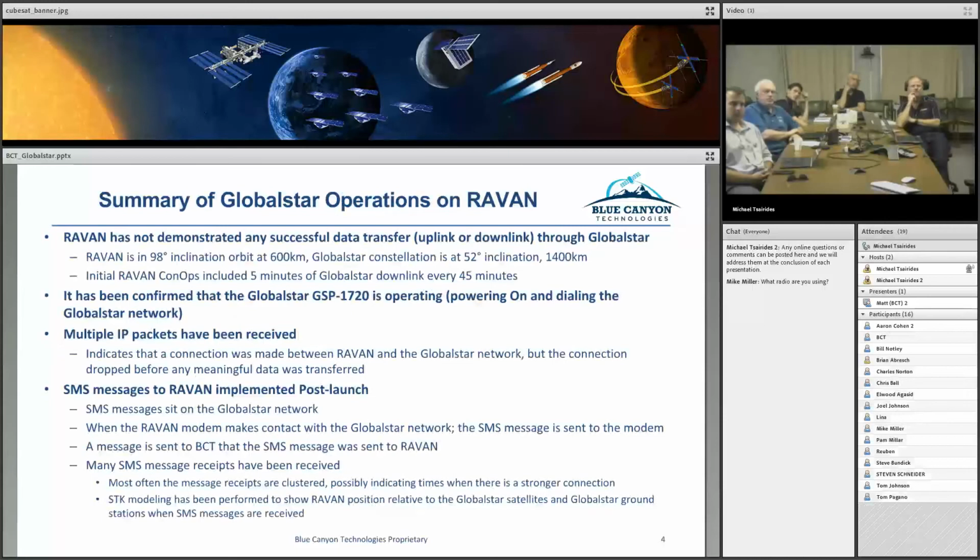Now to get into some details, we've got some information here on the summary of the Globalstar operations on Raven. We have not demonstrated any fully successful data transfer through Globalstar. We think that the primary reason for that is that Raven is in a high inclination orbit, 98 degrees.